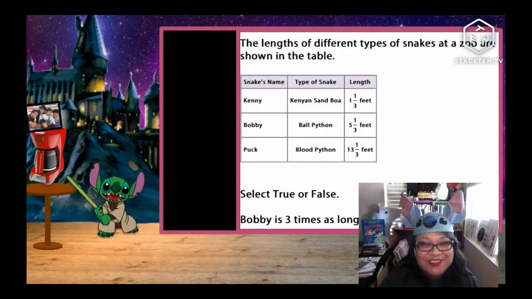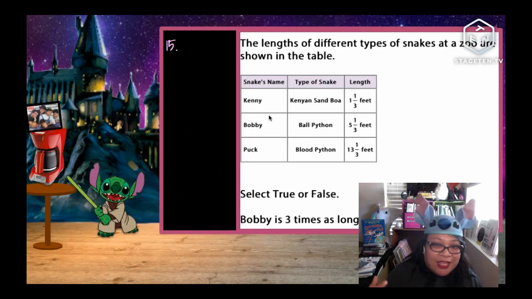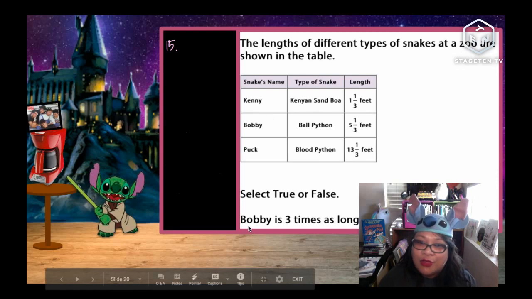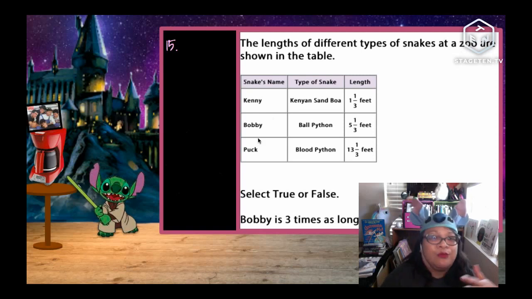All right, number 15. The lengths of different types of snakes at a zoo are shown in the table. These snakes have names, Kenny, Bobby, and Puck, and they have different types of snakes, which is really cool. But that's a lot of information. All they want to know is if Bobby is 3 times as long as Kenny. That's all they want, and then they throw in all this stuff, which is really cool and everything.